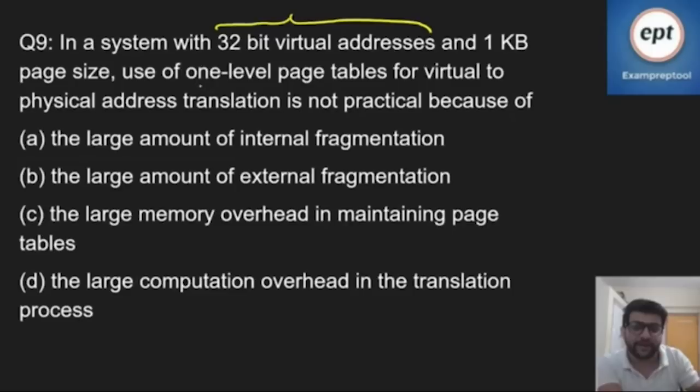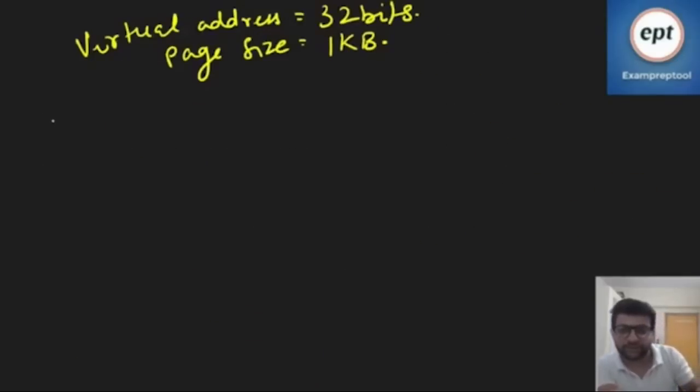Also, we have been given that they are using one level of page table. So it is a single level paging for virtual to physical address translation, right? They are saying that use of one level paging is not practical in this particular scenario because of. So let's see.